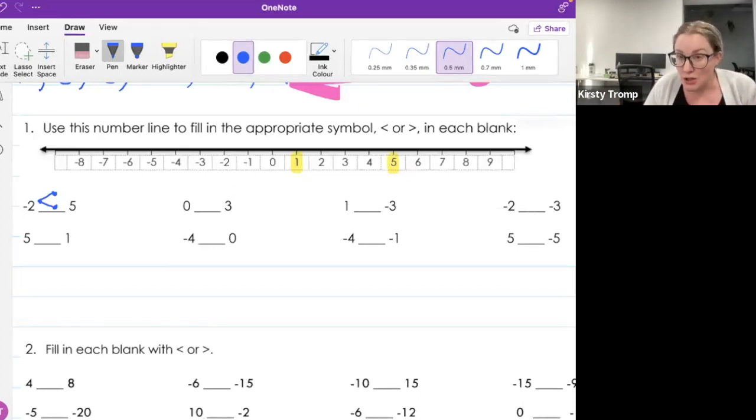Remember what I said to you. The number that's bigger gets 2 dots. The number that's smaller only gets 1 dot. So the number 5 will get 2 dots. The number 1 gets 1 dot. And I join the dots.